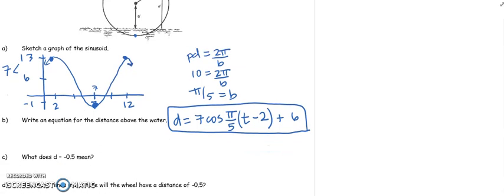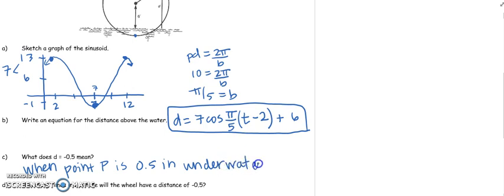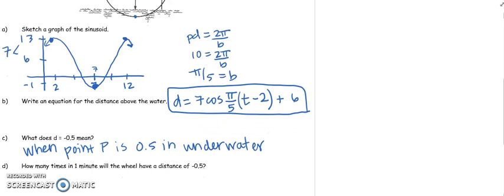What does d equals -0.5 mean? Well, that is when point P, because that's what we're talking about here, right? When point P is 0.5 feet underwater. That's what's going on in the picture. Right here, that's 0, and then that's underwater. So when point P is 0.5 feet underwater. How many times in 1 minute will the wheel have a distance of -0.5? Now this is in 1 minute. Remember, there were 6 revolutions in 1 minute, right?